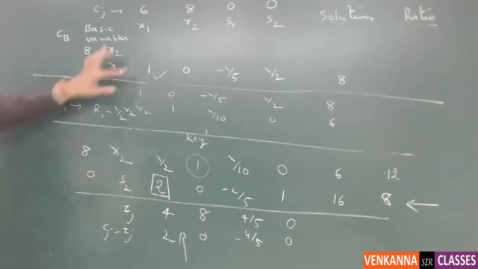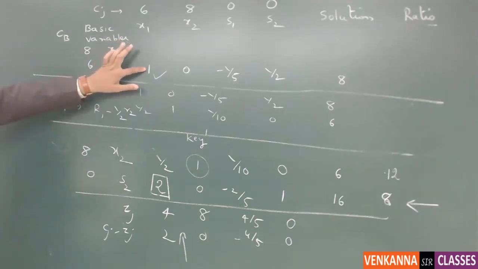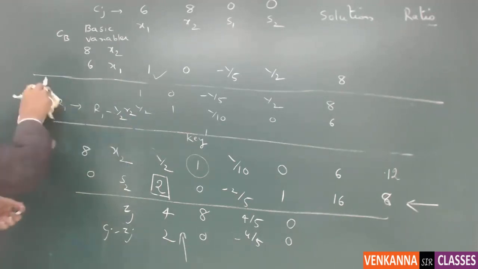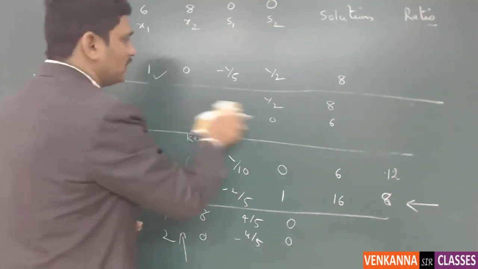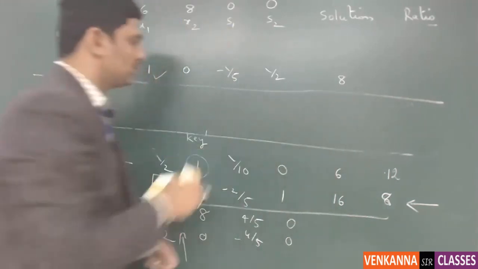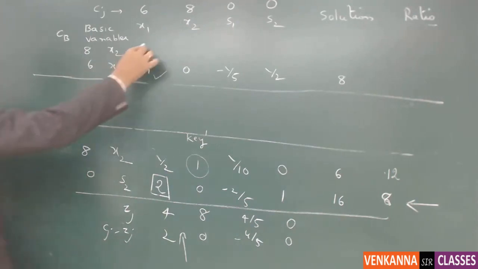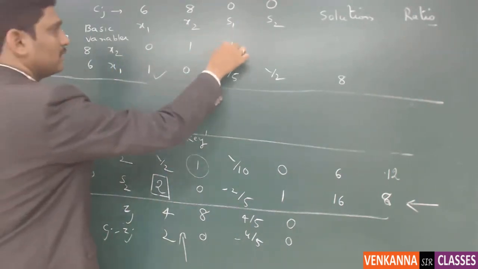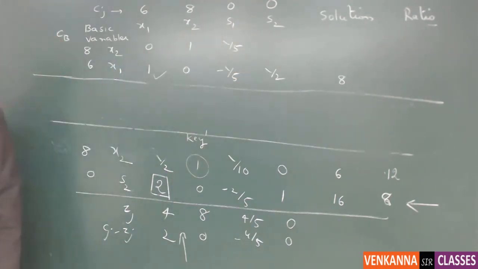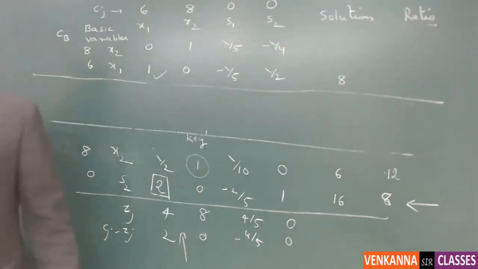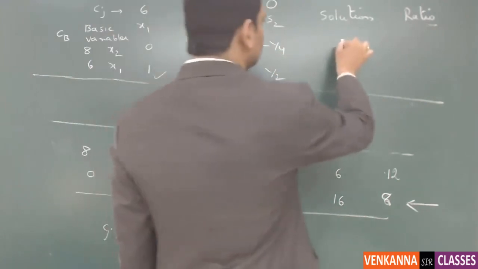The thing is, based on this element, I am going to make all the values below it 0. Just like Gaussian elimination, the row operations which you perform. Since the time is running out, straight away I will write the solution part for you. It will come as 0, 1, 1 by 5, minus 1 by 4, and there you got the value as 2.